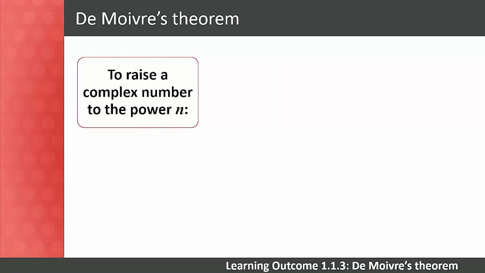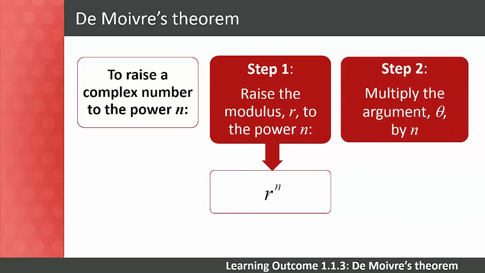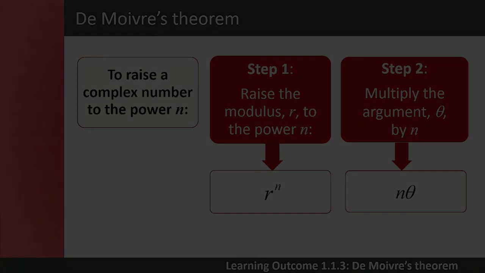Let's look at the steps we take to raise a complex number to the power of n. Step 1. Raise the modulus r to the power of n. This gives us r to the power of n. Step 2. Multiply the argument theta by n. This gives us n theta. Let's now view a simple video example to start us off, followed by a slightly more difficult one.